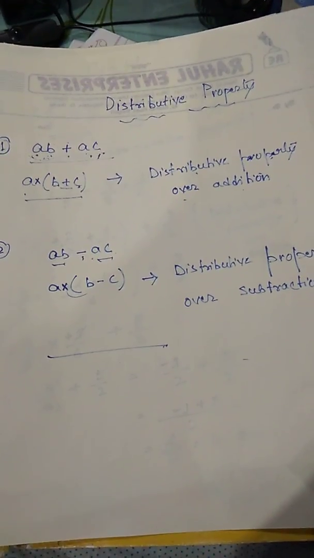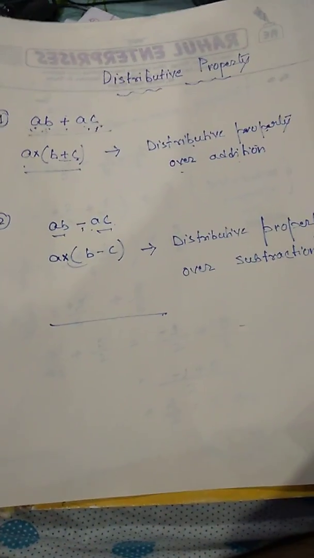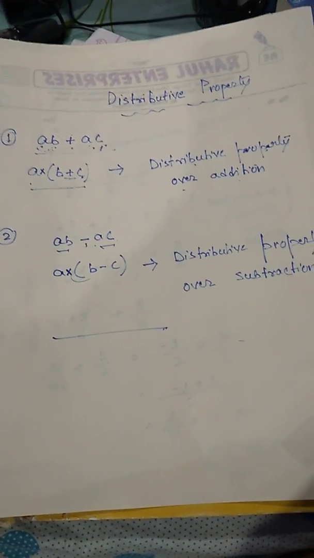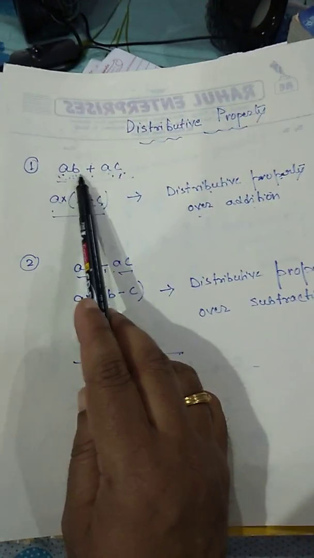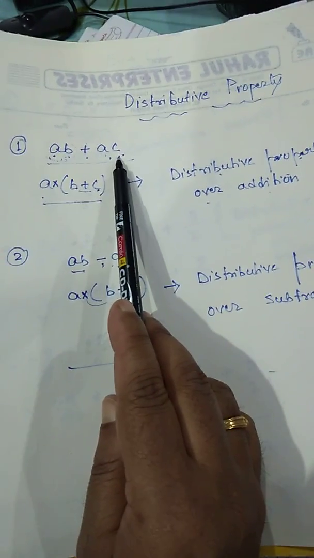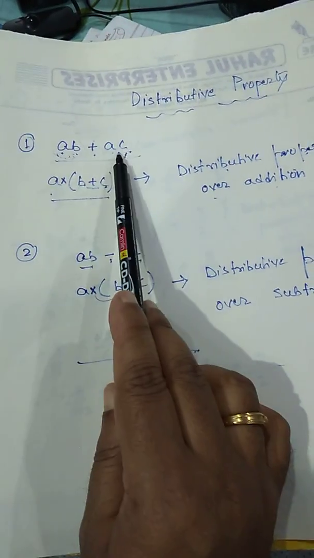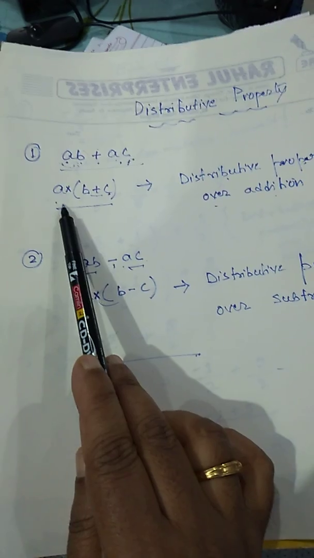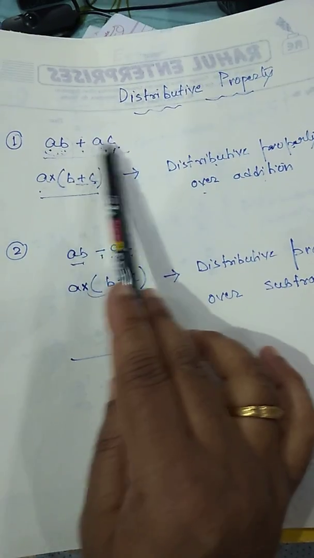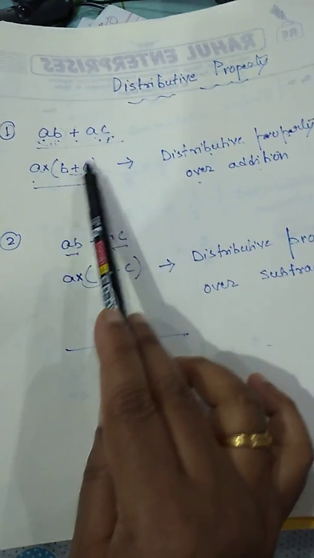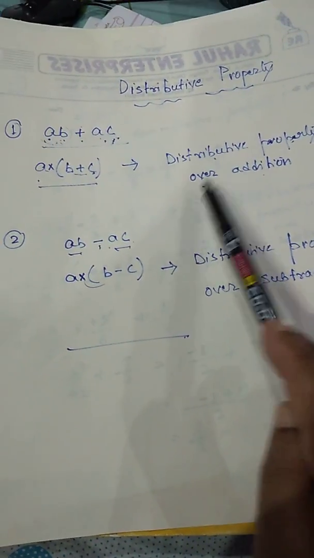Hello students, today we'll start exercise 1.1, but before that we'll discuss another very important property, the distributive property. What is a distributive property? Suppose we have two terms, AB and AC. Do you see any common letter in these two terms? Yes, that is A. When we take A as common, it will look like A into, inside the bracket, B plus C. Inside the bracket there is a plus sign, so we say this is the distributive property over addition.